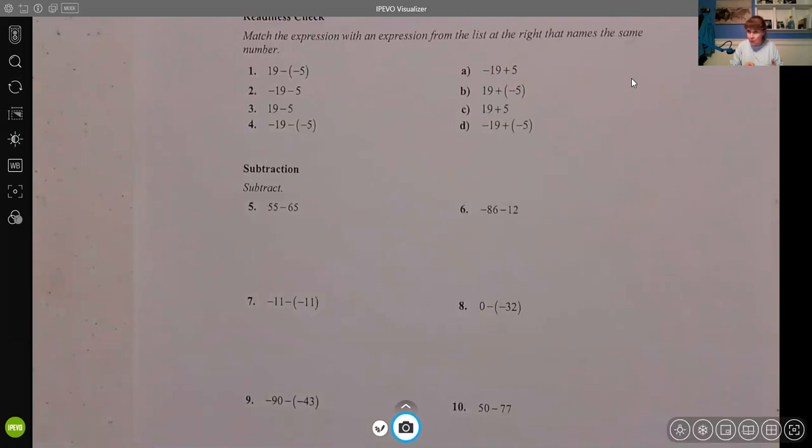2.3 deals with subtraction and 2.4 is multiplication. So again, let's look at subtraction. Subtraction, what we do is we normally get rid of the subtraction and make it addition. So there's some rules to make it addition, and then we can just do what we did in 2.2.